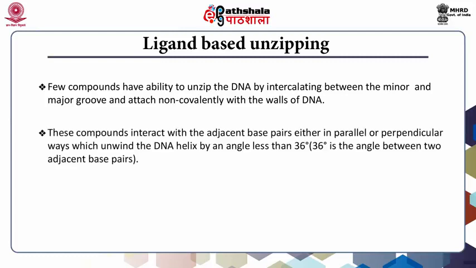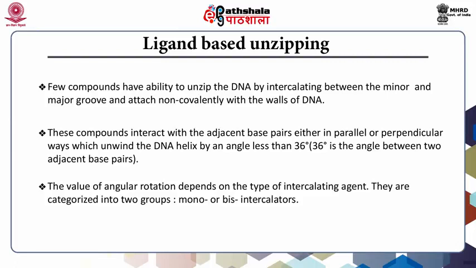These compounds interact with the adjacent base pairs either in a parallel or perpendicular way, which unwinds the DNA helix by an angle less than 36 degrees. This 36 degrees is the angle between two adjacent base pairs. The value of angular rotation depends on the type of intercalating agent. These are categorized into two kinds, mono and bis intercalators.